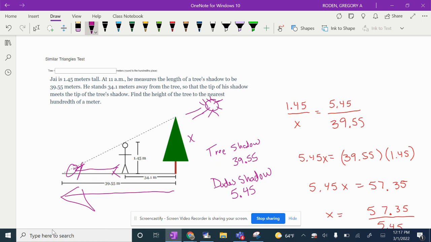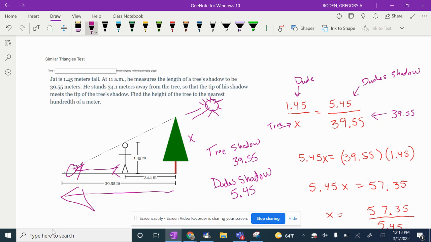So this is the dude's height right here, 1.45. And that corresponds to the tree's height. I don't know how tall the tree is. So this is the dude, this is the tree. But I do know that then I go back to the dude. This is the dude's shadow, and that's 5.45, which I just figured out. And then I know the entire shadow of the tree is 39.55. So, and then it's just a proportion, guys. You're just going to butterfly it, right?